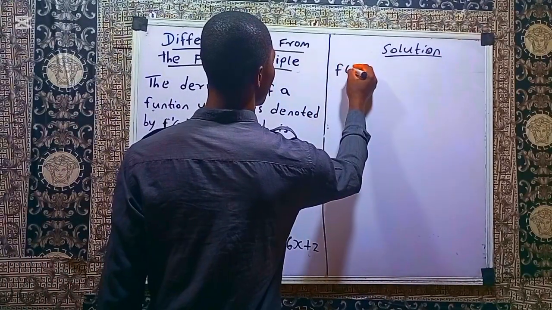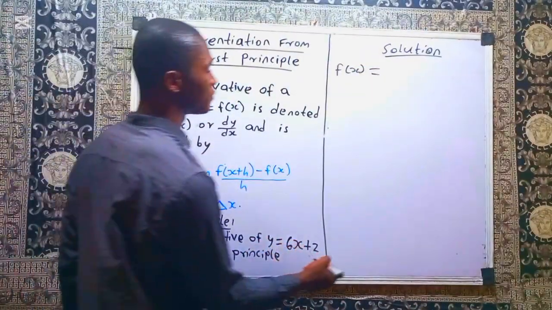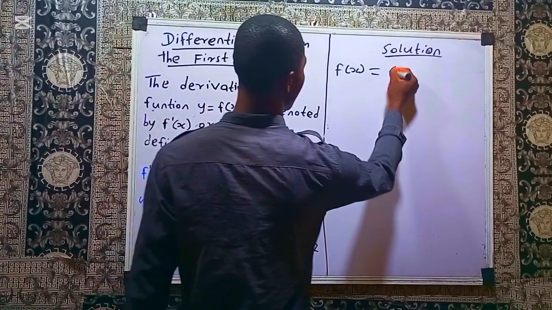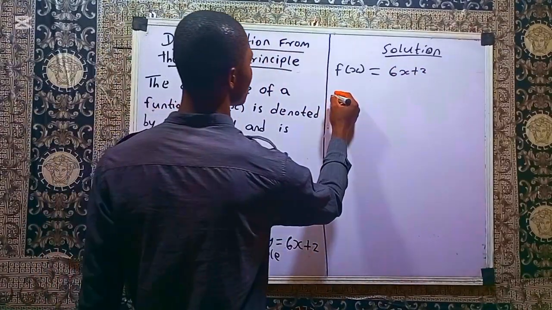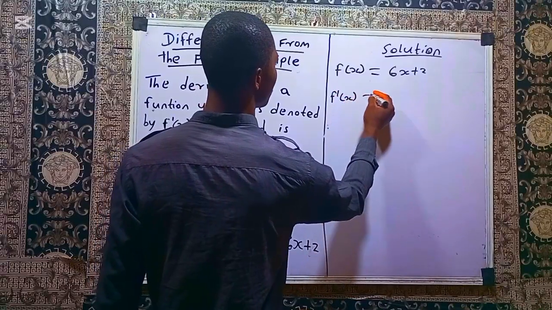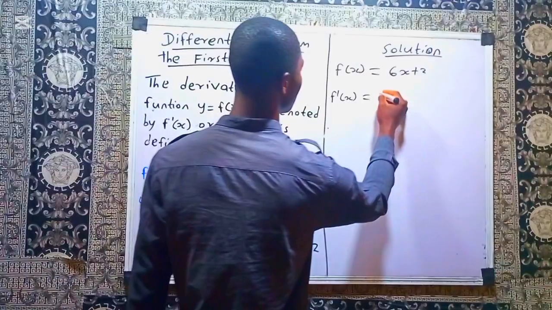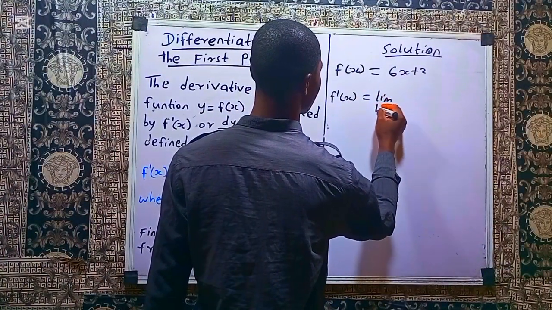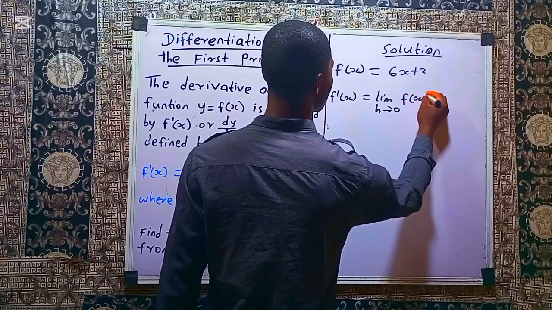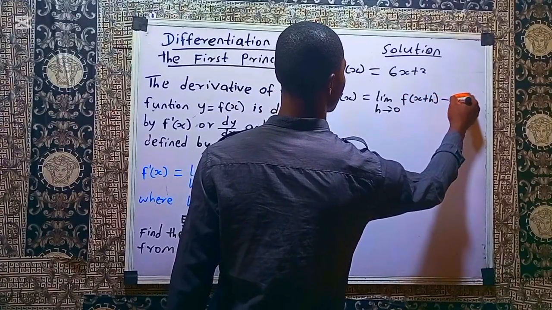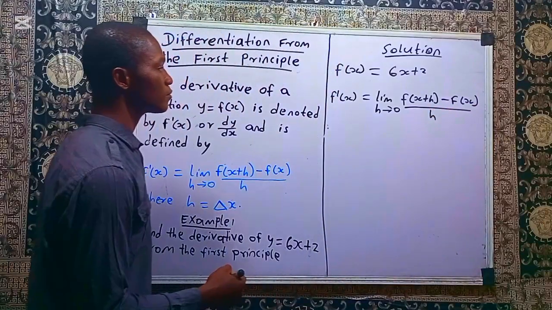Then we have our function f of x. What is our f of x now? From the example we have here, it is 6x plus what? 2. That's our function. So we want to find f prime of x. So we'll go by definition of the derivative of the function from the first principle. And this is given by limit as h goes to 0 of f of x plus h minus f of x divided by what? h.